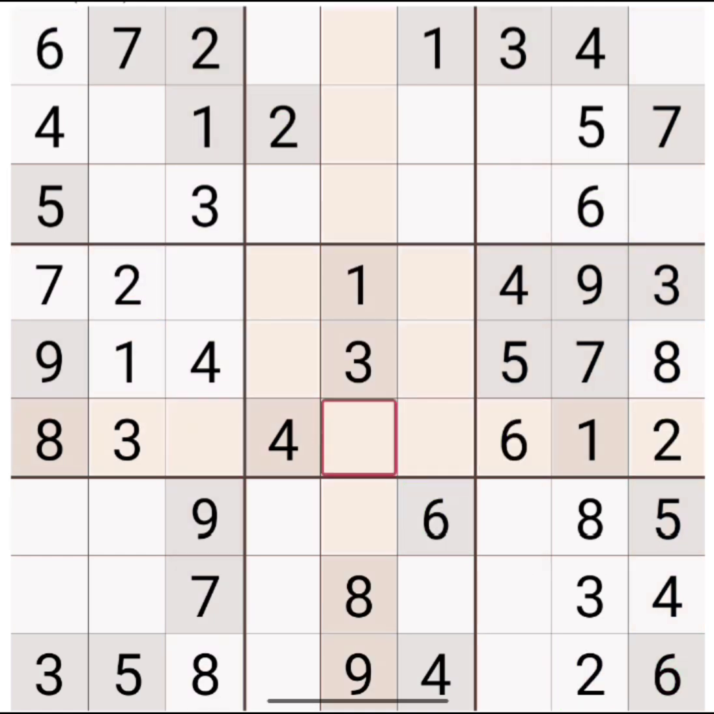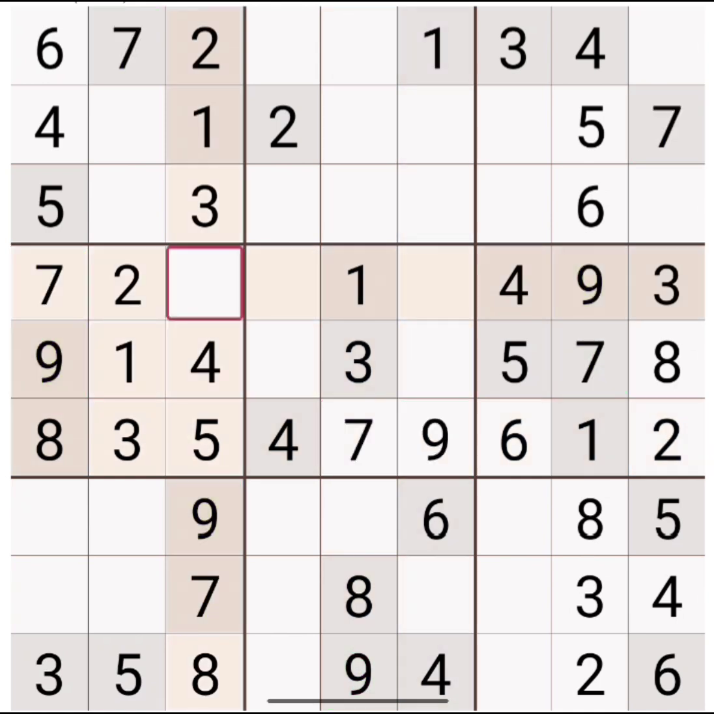Now let us complete the sixth row. In this row, 8, 3, 4, 6, 1, 2 are there. So 5, 7 and 9 are missing, but we cannot place 7 and 9 because 7 and 9 are in the same box. So we'll place 5 here, and 7 and 9 are for these two cells. So we cannot place 9 in this cell because 9 is there in the same column. So we'll place 7 here and 9 in this cell.